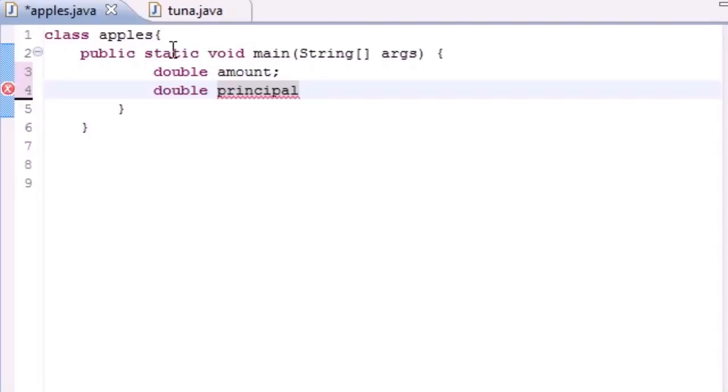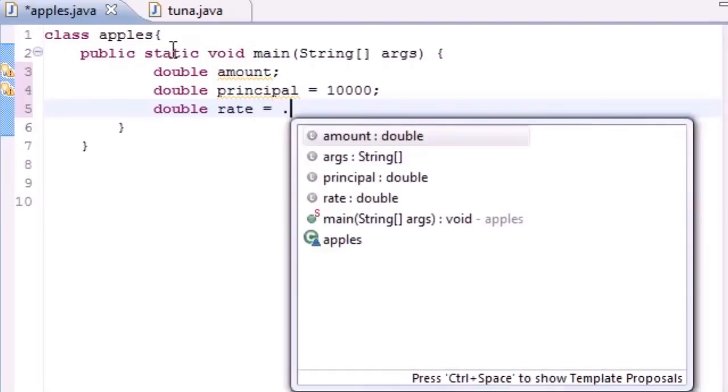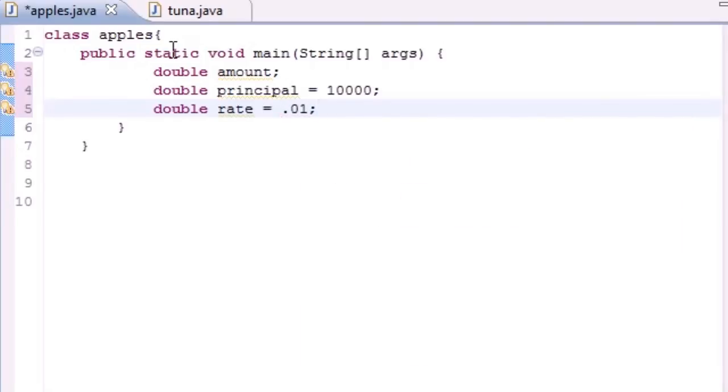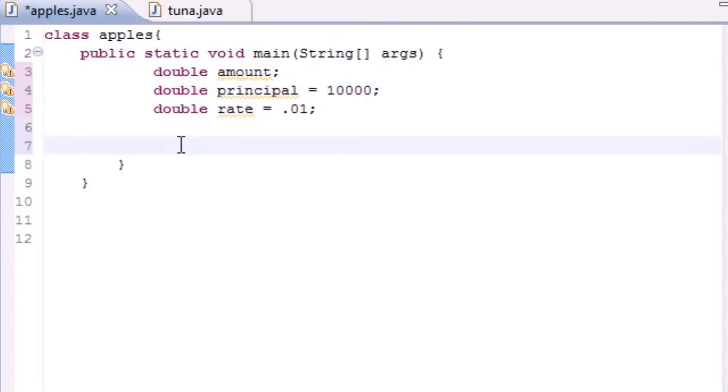So double principal, we know what this is, 10,000, since that's how many subscribers I have to begin with, and don't put the comma there. So we have the amount and the principal, and the last thing we need is the rate. So double rate equals 0.01, since I'm gaining subscribers at 1% a day. Now that we have the amount, which we're solving for, the principal, the value that I'm starting with, and the rate, 1% a day, we can go ahead and make a for loop to build this program.